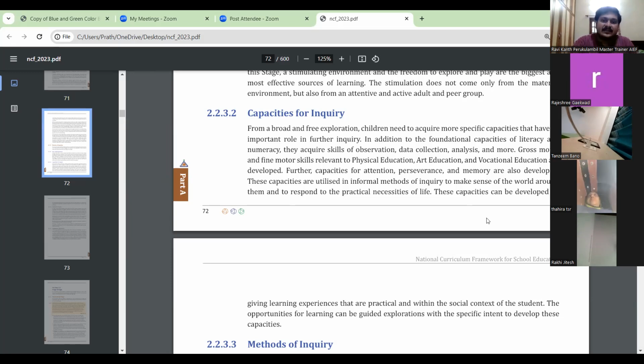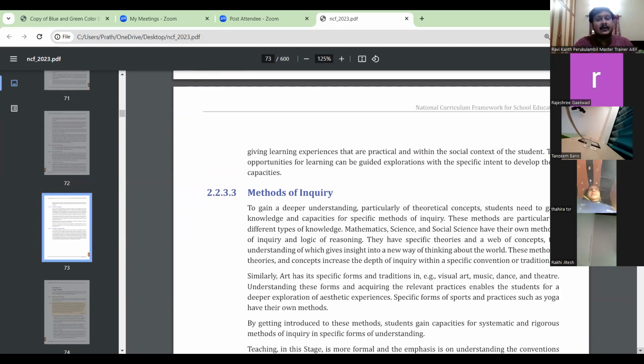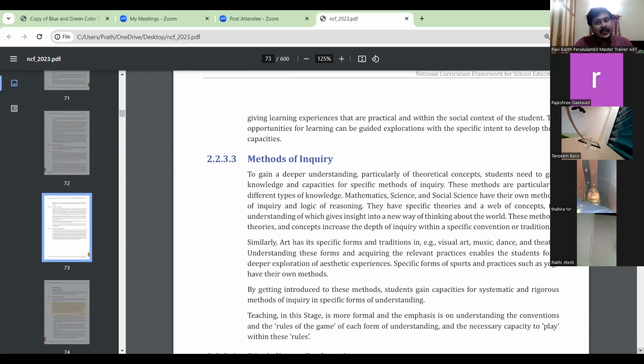Further, these capacities are utilized in informal methods of inquiry to make sense of the world around them and to respond to the practical necessities of life. These are not only used for conceptual understanding, but also for practical necessities of life. Practically in life, there are many things the child comes across. For solving all those problems, the child needs these capacities. These capacities can be developed by giving learning experiences that are practical and within the social context of the student. We have to arrange experiences deliberately, so that all these capacities will be developed in the child.